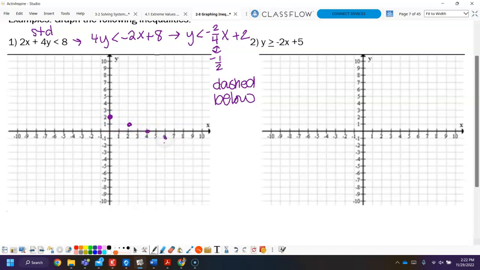You have to always give me at least 3 points. That's the way I can see your dashed versus solid, and above versus below.